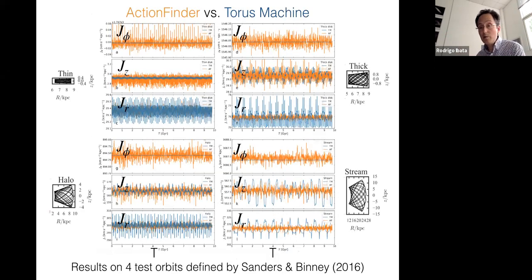We also tried it on some test orbits that have been defined by Sanders and Binney, and this shows you the evolution of the 3 components of the actions over time. This is integrated over 10 gigayears. In blue, we have the results of the Torus machine as implemented in AGAMA, and you can see that in many cases, in fact most cases, we do better than the Torus machine in AGAMA. One of the interesting points is that you can see each one of these in J5 is a straight line. That's because the Torus machine knows what the potential is, whereas ActionFinder has to actually discover that the system is axisymmetric.